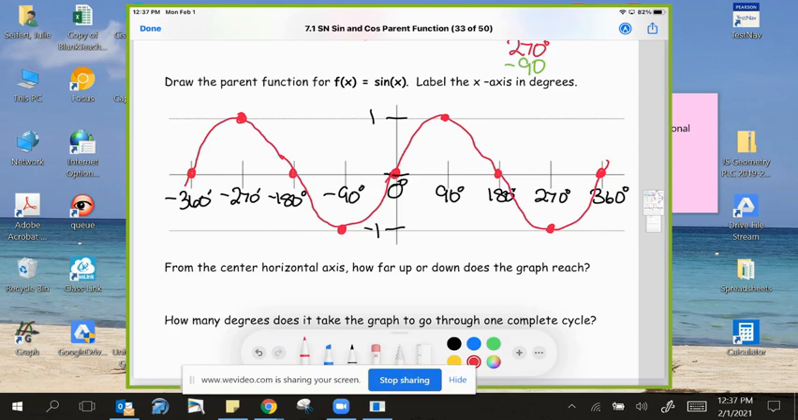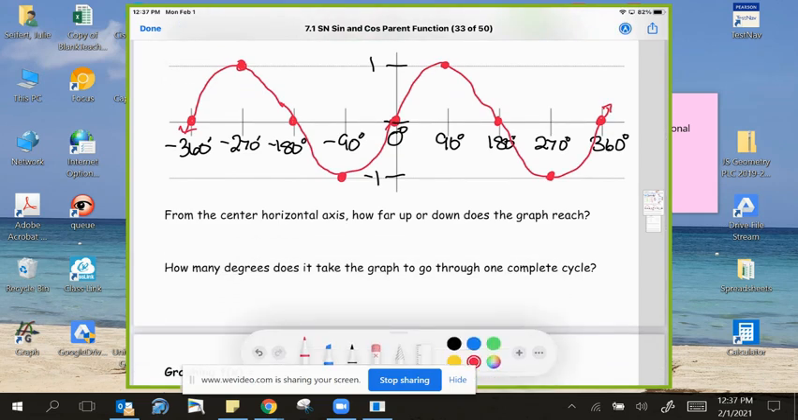And it doesn't actually stop. It does keep going. This is your graph of sine of x. Using the y coordinates around the unit circle, here are the graphs.